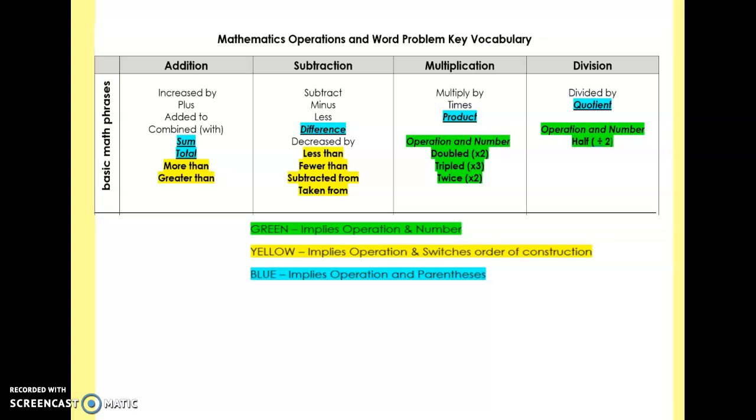All right, guys, so here is the keyword resource that we've been looking at and working with over the last couple weeks. We've been primarily writing expressions from basic math phrases, and we looked at how we construct those using the different colors here. But ultimately, they're words that we see that indicate addition, subtraction, multiplication, and division. So we're going to look at how these basic words apply to real life events. So let's take a look at some examples.